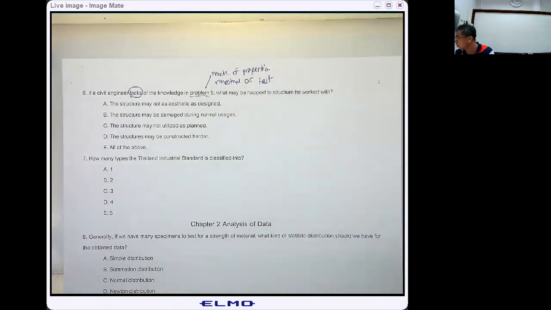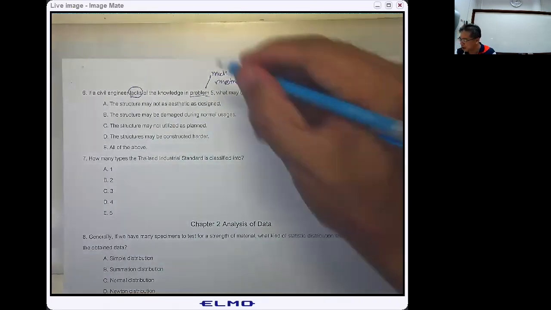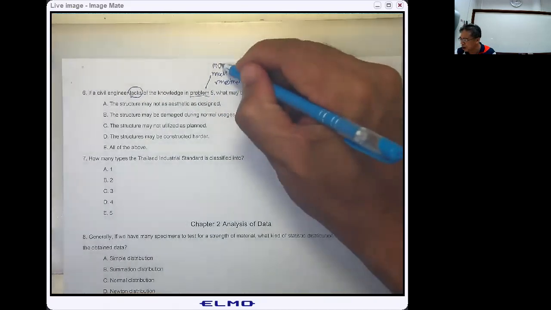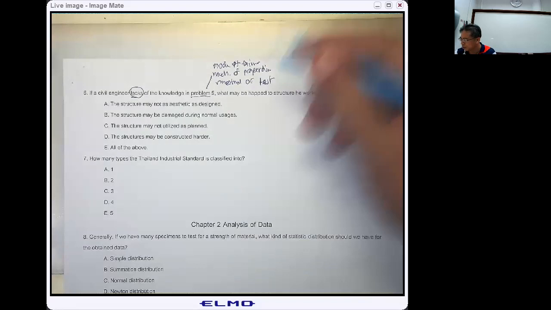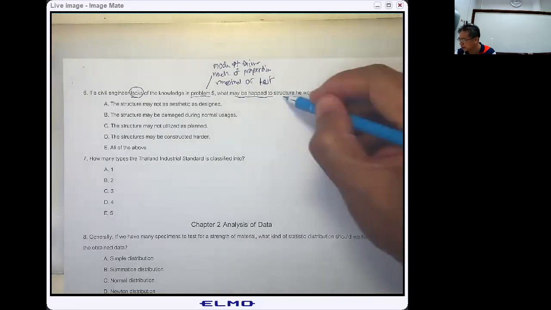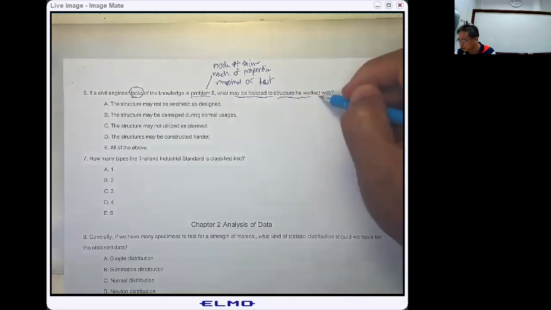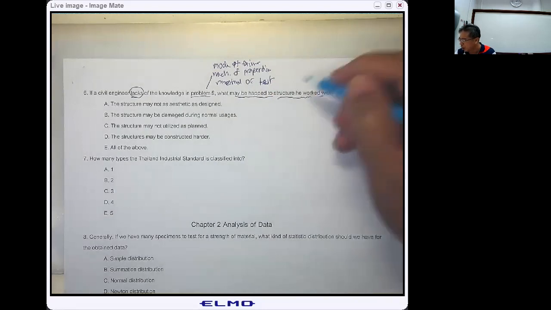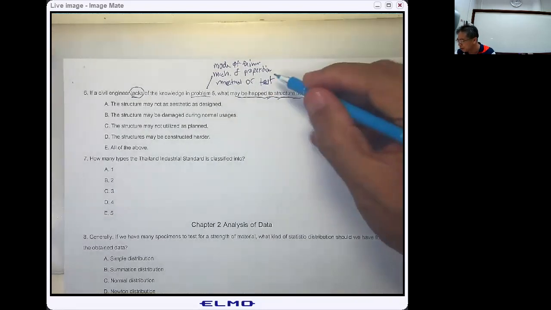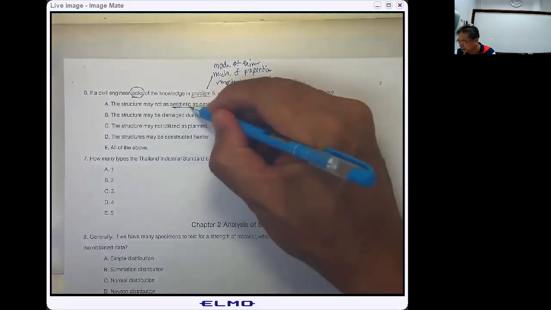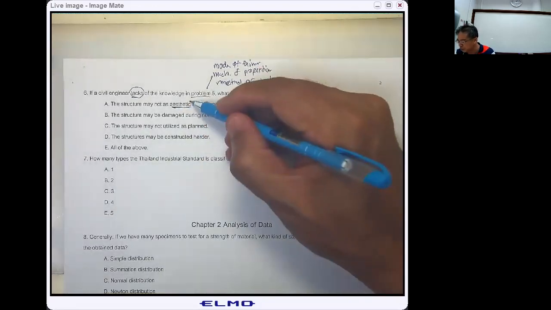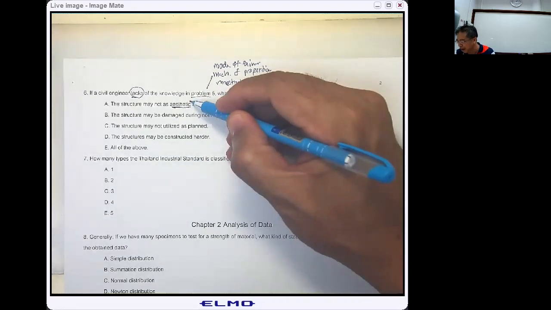and you also lack the knowledge of the mode of failure. Okay, what may happen to the structure we work with? As I mentioned about 2 things, if you do not have the proper knowledge about the material, you may what? You may cause the aesthetic. No, this is the beautifulness of the thing. So this is not the answer.